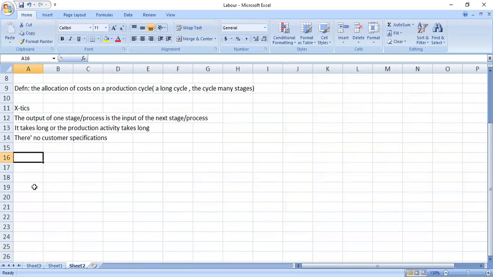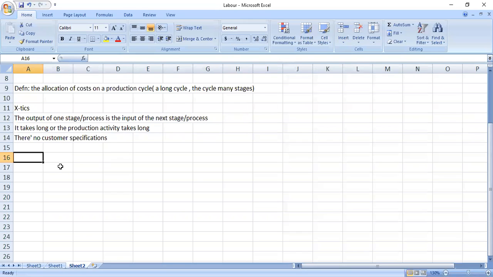Now, before I talk about work in progress, I wanted us to first have a feel of the first few stages before you go to work in progress. Guys, kindly mute.